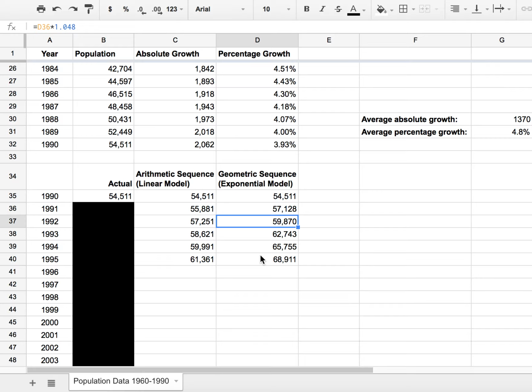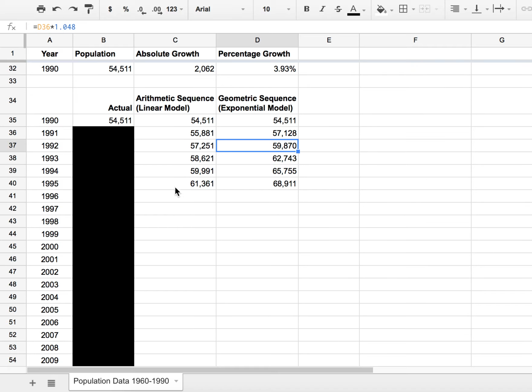My question, though, is, and I'd like you to pause the video here, what will be the better model? This one as I continue it down to 2012, or this one, the arithmetic sequence, the linear model, or the exponential model? Pause the video and discuss.